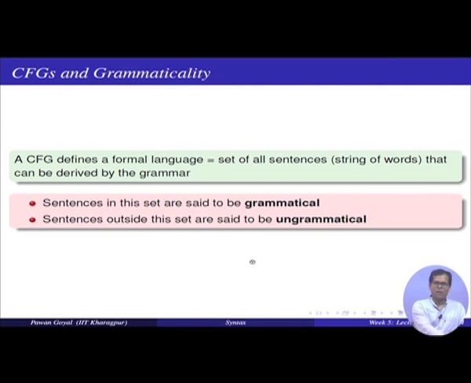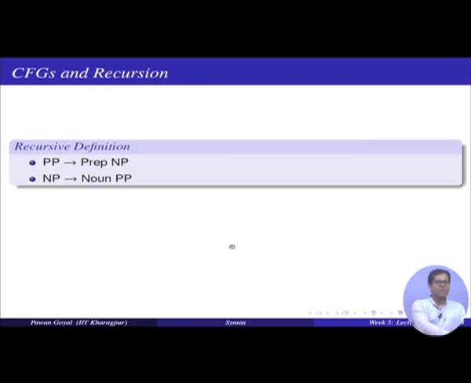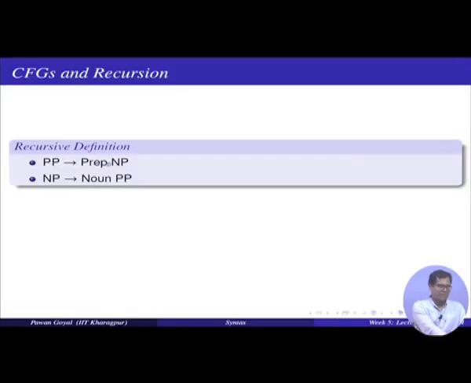So, yes, whatever can be derived is grammatical and the others are ungrammatical. Now, CFGs are interesting because they can also model some very interesting phenomena in language syntax, like recursion. In language, you make a lot of big sentences by doing recursion. For example, a prepositional phrase can be written as a preposition followed by a noun phrase, and a noun phrase can be written as a noun phrase followed by a prepositional phrase. So, you see there is a recursion here.